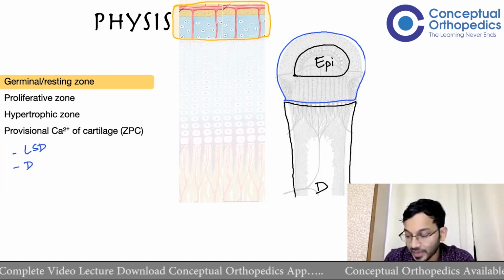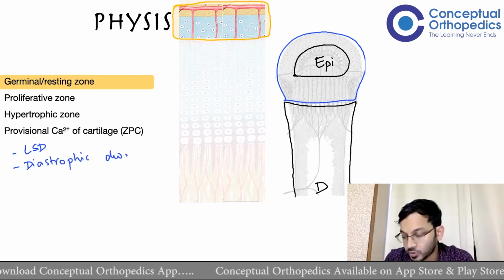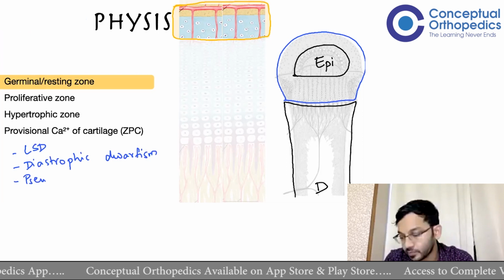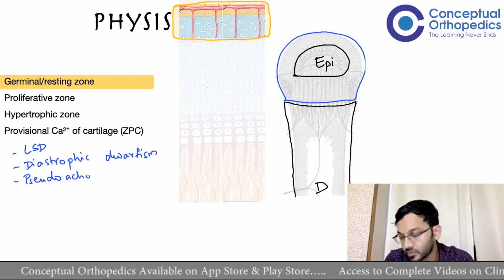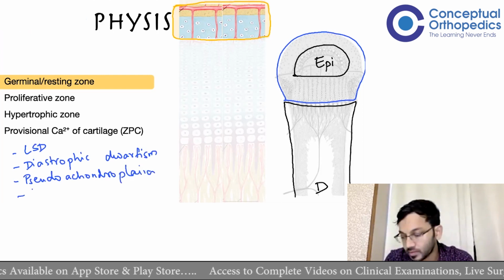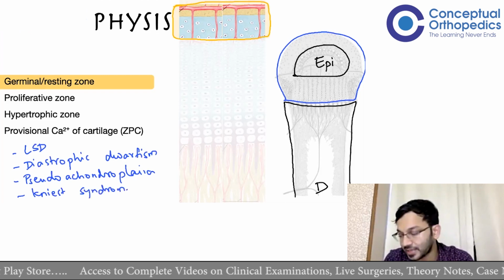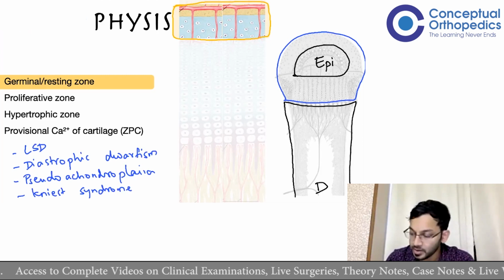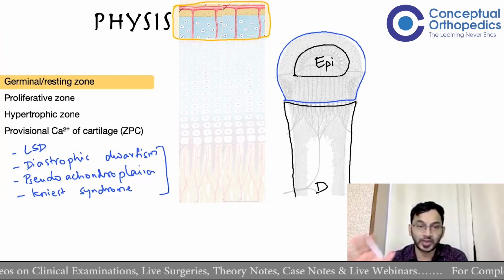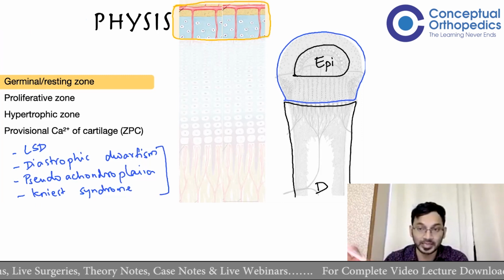We can have diastrophic dysplasia, which happens at this region, or diastrophic dwarfism. We can have pseudoachondroplasia. And we can have Niemann syndrome. So these are 3 conditions which can affect the resting zone as well. But remember, these 3 can affect all the other zones as well, so defects will be there in other zones as well, whereas lysosomal storage disorders are going to be particularly affecting the germinal zone or the resting zone itself.